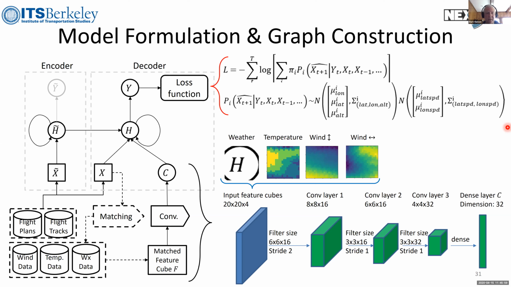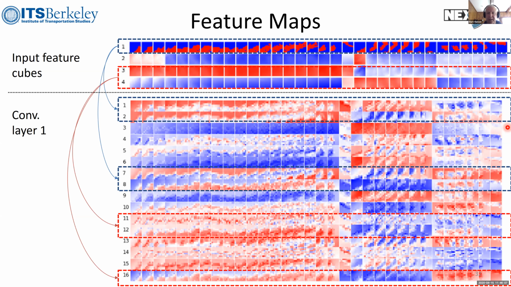So this is some of the looking under the hood of the CNN model. And this is one particular feature map that comes out. So this is the information that is contained in the different cubes. For example, the top one is convective weather. I think the second one is temperature, and these other two are winds in the two directions.